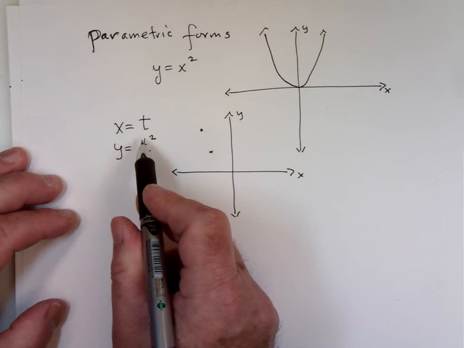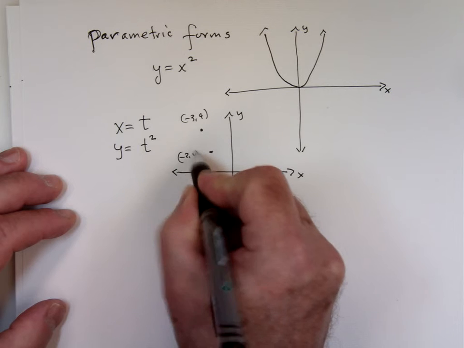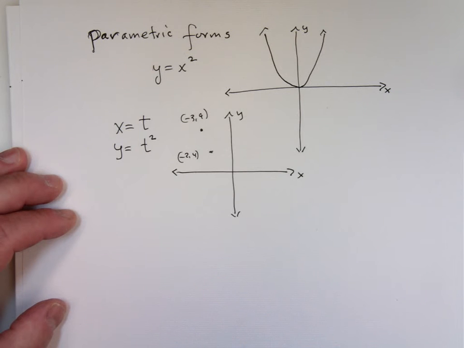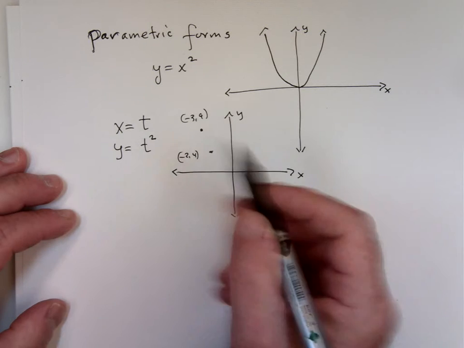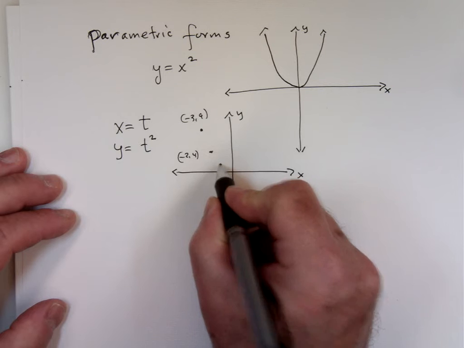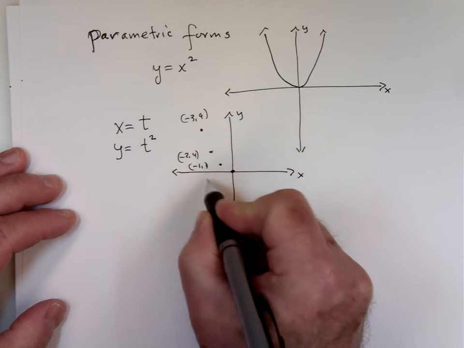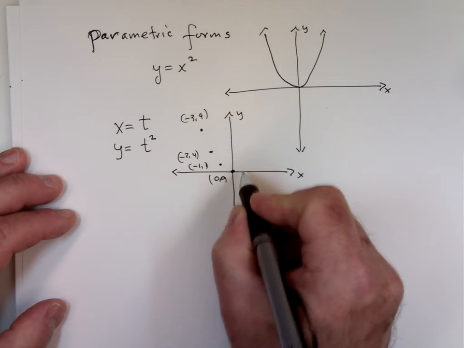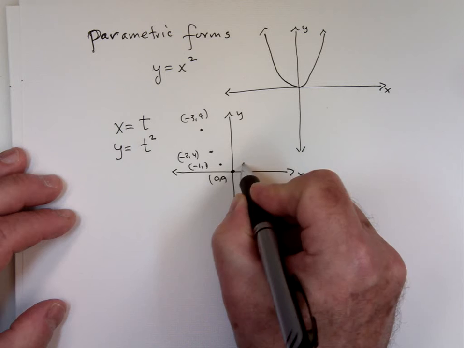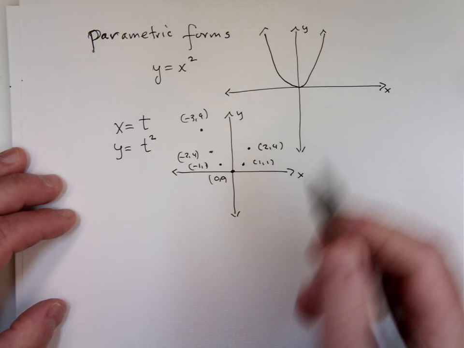When t is -1, here, this would be -3, 9. This would be -2, 4. We're going to get the same set of ordered pairs, but there's a movement implied, a direction. It's called an orientation. When t is -1, x is -1, y is 1. When t is 0, x and y are both 0. And then t is 1, we get 1 for x and 1 for y. And when it's 2, we get 2 for x and 4 for y.